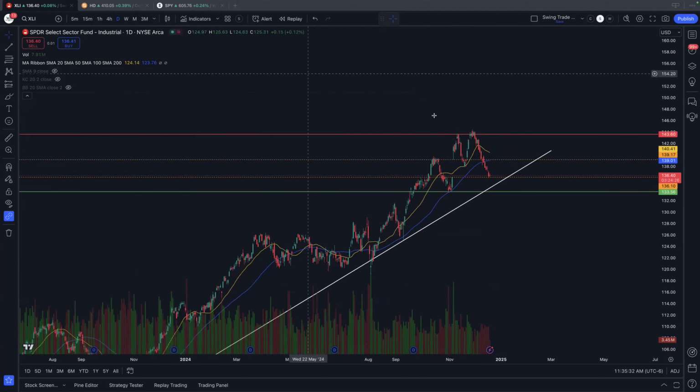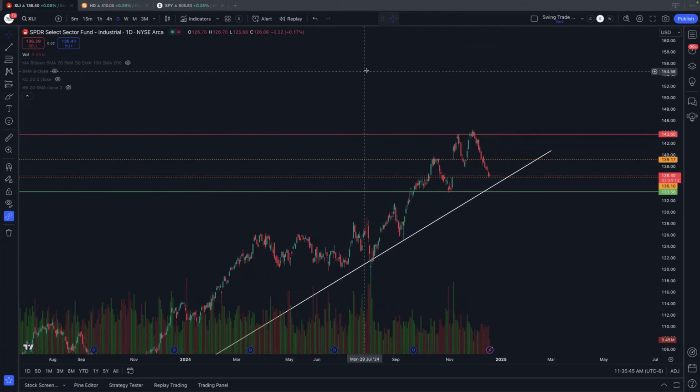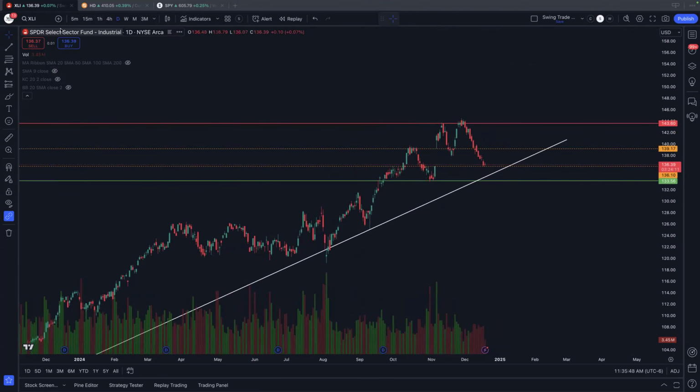I want to point out on the daily, the 20 and the 50 have not crossed. We don't have a bearish crossover there. Yeah, the 9 crossed below, but the 20 has not crossed below the 50 on the daily. Yes, that momentum's still pretty gosh darn bullish.